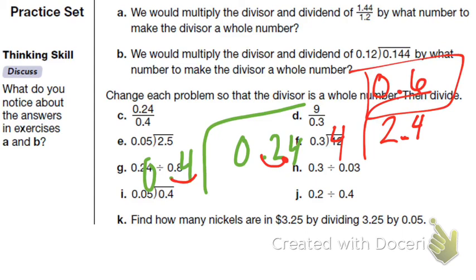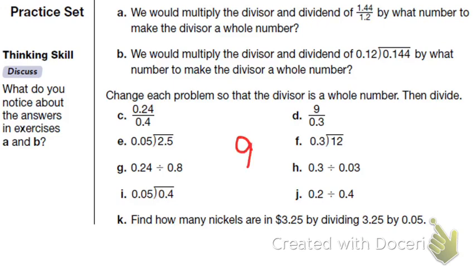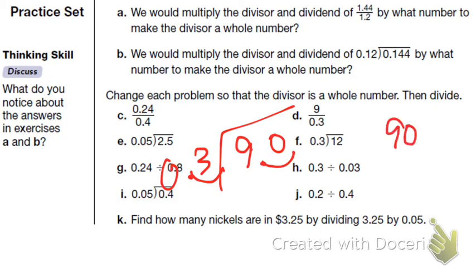Okay, letter D, 9 divided by 0.3. Again, over 1, over 1. So our new problem is 90 divided by 3, which is 30.